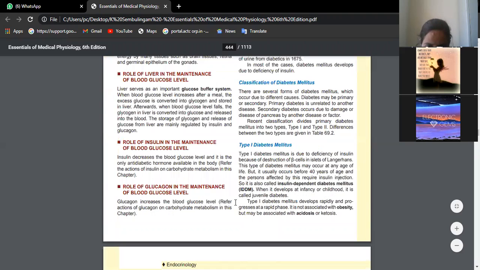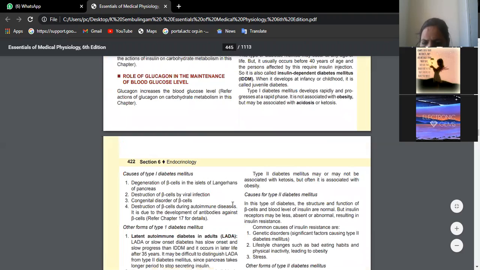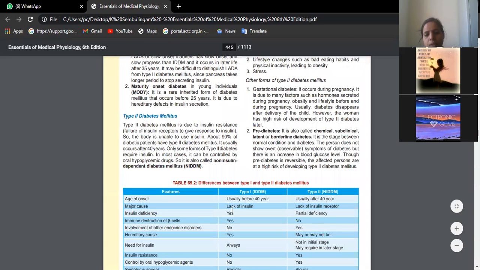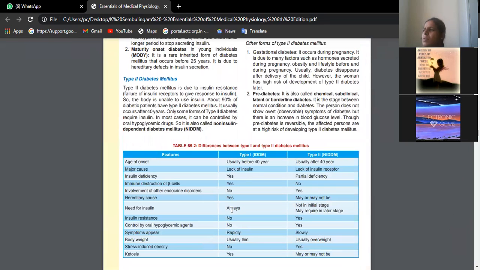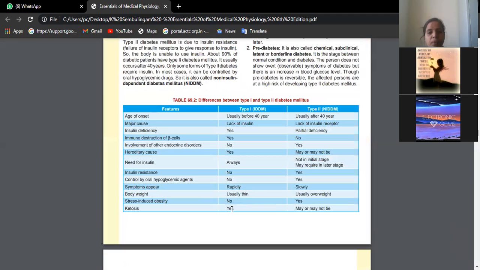Now coming to the half-life of this: 5 minutes, okay. Growth hormone, 20 minutes, right? 20 minutes it is.